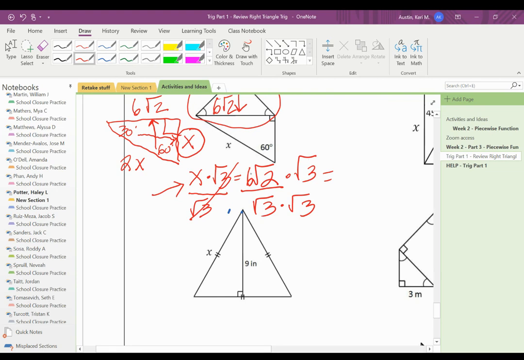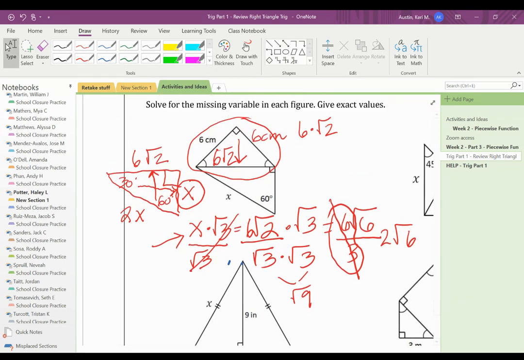So that's 6 times, there's no number there, so that's 6 root 3 over, radical times radical, the square root of 3 times the square root of 3 is the square root of 9, which is 3. And then we can reduce this. 6 divided by 3 is 2 root 6. So now we know that this guy right here is 2 root 6.